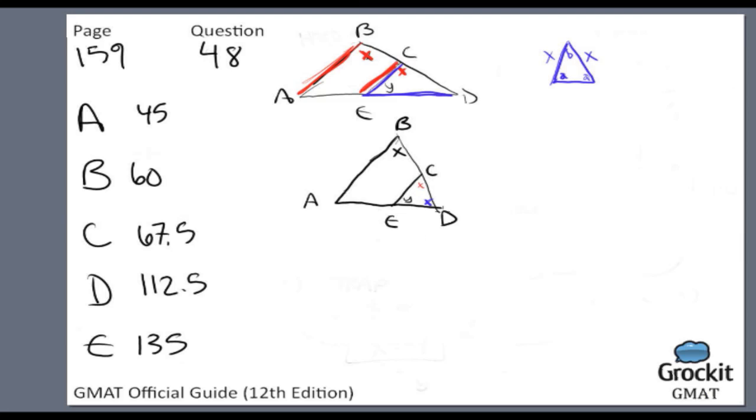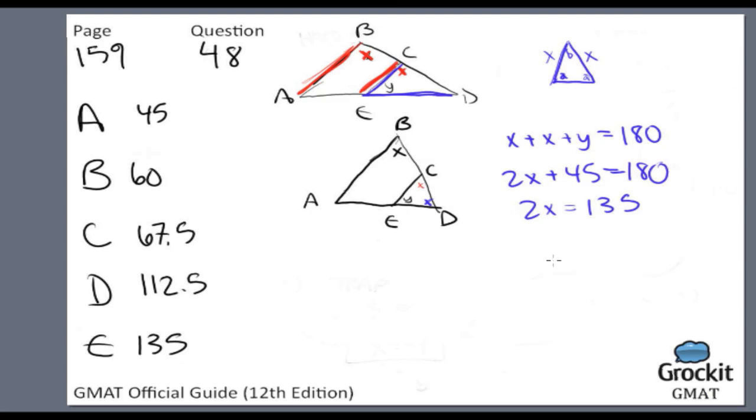Now we have a triangle, and we know all three values for the angles of the triangle. There are 180 degrees in a triangle, so 2x plus y, which we are given as 45, equals 180. So 2x equals 135, and x therefore equals 67.5, which is what we were after. Answer choice C.